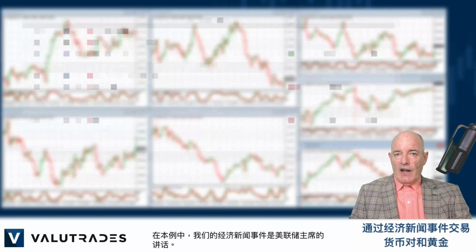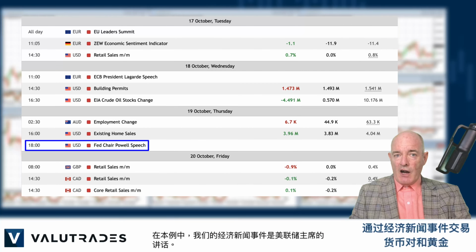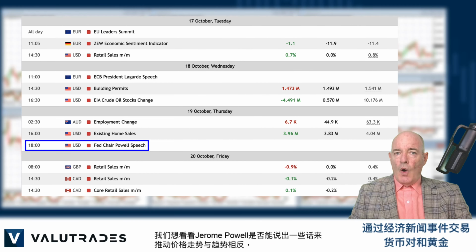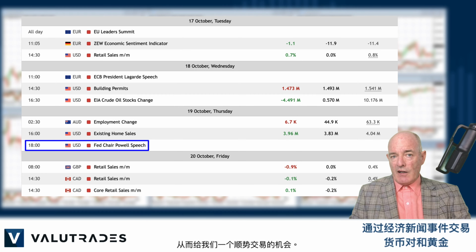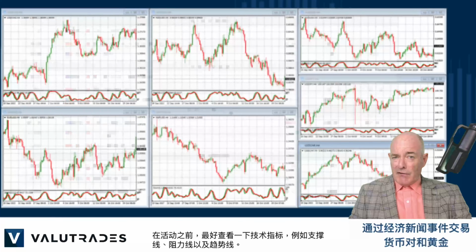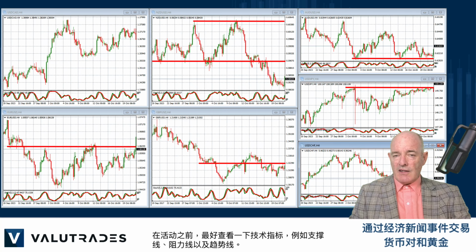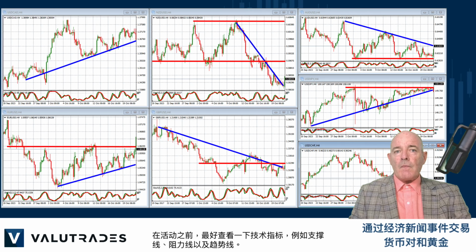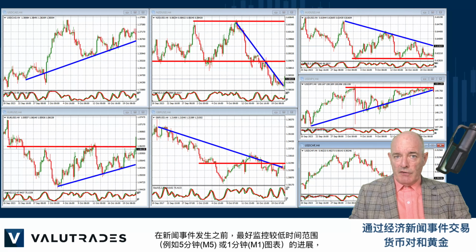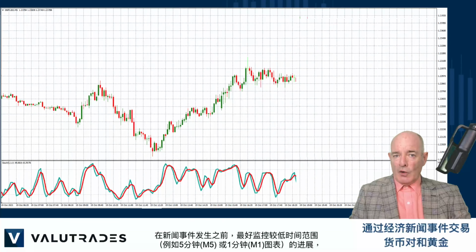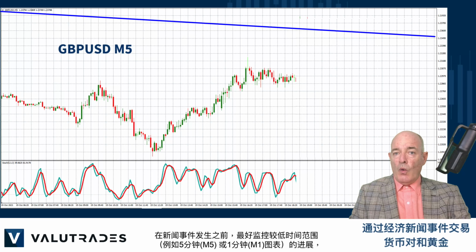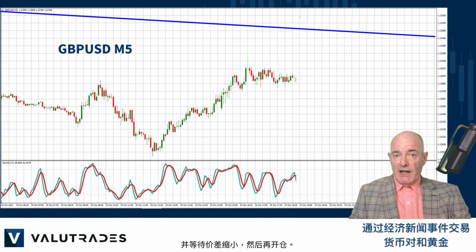In this case, our economic news event is a speech by the chair of the US Federal Reserve. We want to see if Jerome Powell can say something that will drive price action against the trend to give us an opportunity to trade with the trend. Before the event, it is best to look at your technical indicators like lines of support and resistance and trend lines. Just before the news event, it is best to monitor the progress on lower time frames like the 5-minute or 1-minute chart and wait for the spreads to narrow before you open a position.